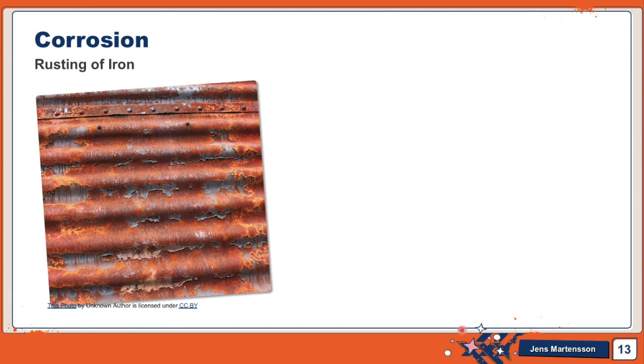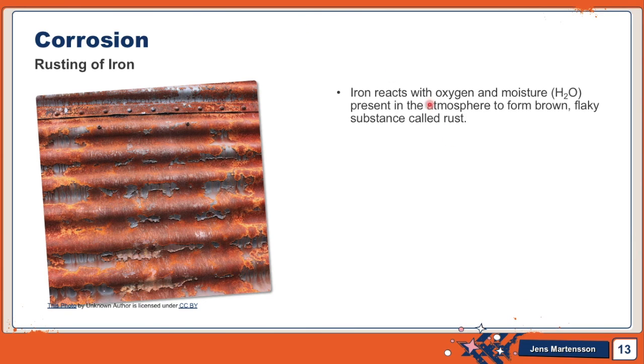So let's see the rusting of metal. When iron reacts with the oxygen and moisture present in the air, it forms a brown flaky substance called rust. I thought it was red. It looks kind of red though. So this is a complex reaction: 4Fe plus 3O2 plus 2xH2O gives 2Fe2O3.xH2O. This x means that we don't know how much water is involved, so we just add x into it. Variables.